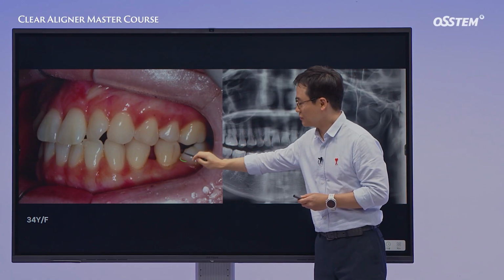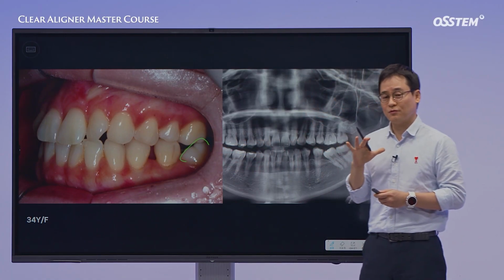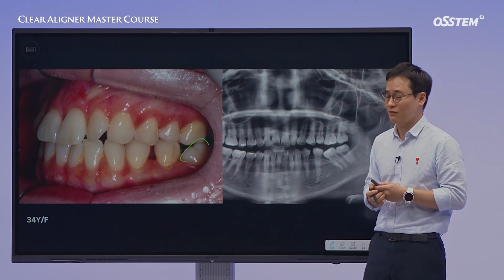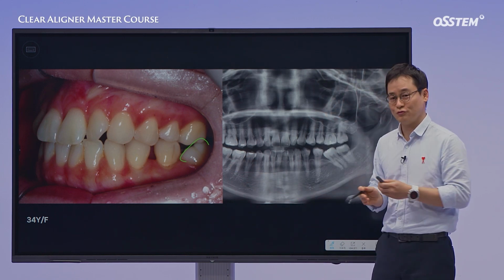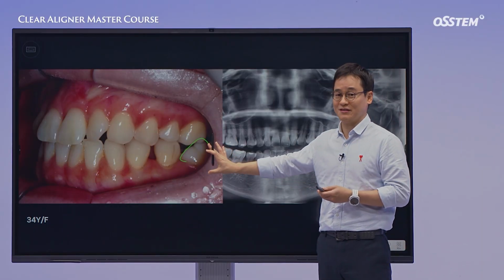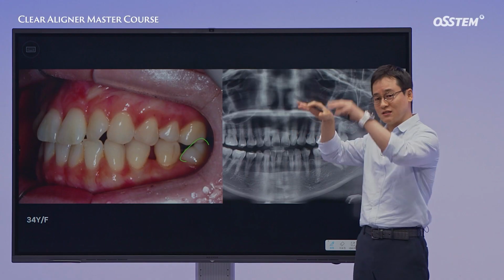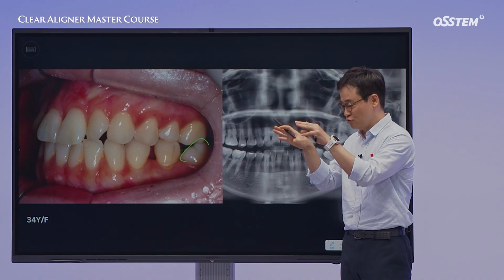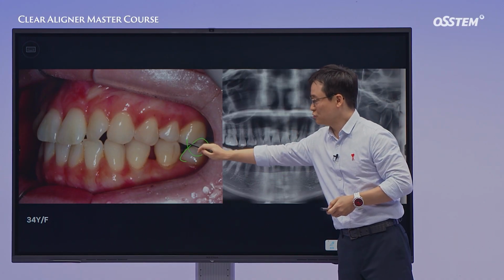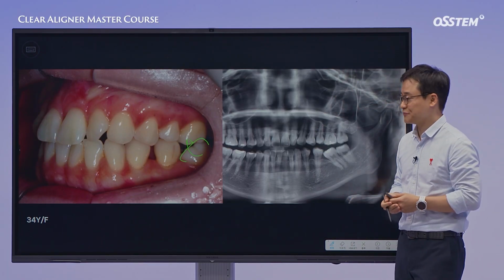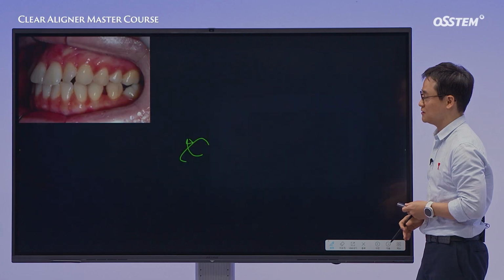But when the tooth is severely tipped, it becomes difficult to upright it with clear aligners alone. Experienced clinicians may be able to manage these cases, but in general, I find them quite difficult. The reason is that clear aligners deliver a push force, and these movements require some extrusion and root control, making them challenging to achieve with aligners alone.